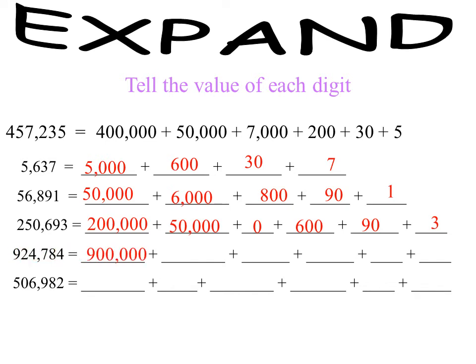924,784. So 9 in 100,000, so it will be 900,000. 2 in 10,000, it will be 20,000. 4 in thousand, it will be 4,000. Then 7 in hundreds, it will be 700. 8 in tens, it will be 80. 4 in units, it will be 4.